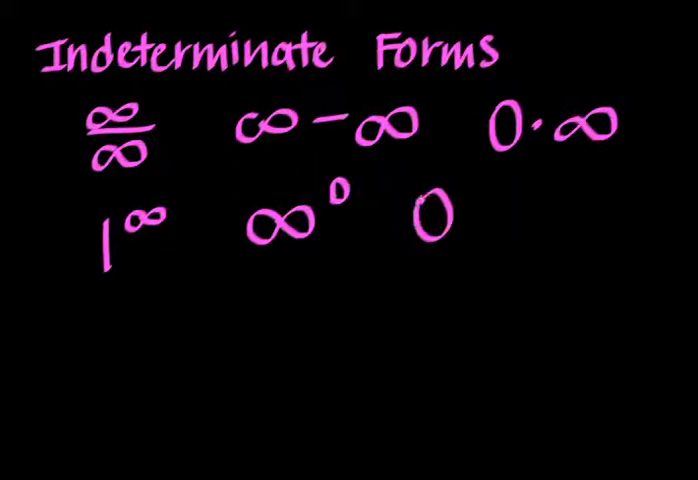And lastly, we have 0 to the power of 0. Well, this 0 is pulling our answer to 0, whereas this 0 is pulling our answer to 1. So we really don't know what the limit would be approaching. And I'm just going to add 0 over 0, because we know from a previous video that that's also indeterminate.